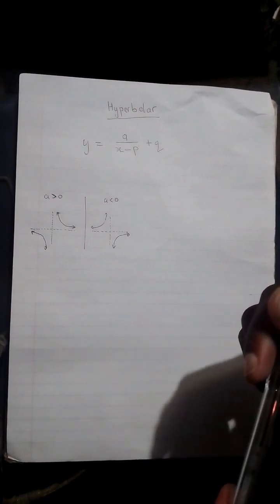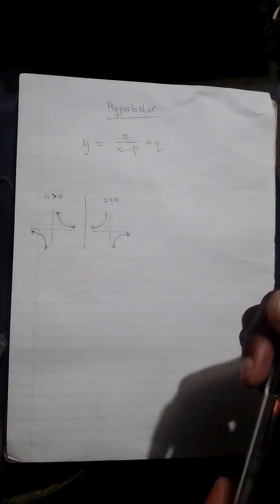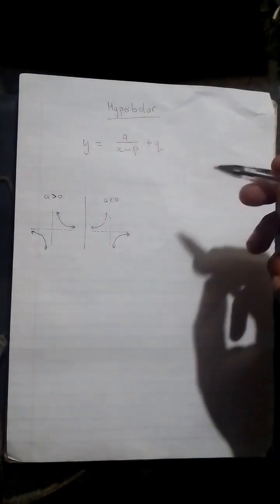In this video, I'll be showing how to draw a hyperbola. First of all, let's find the range, domain, the equations of asymptotes and the equations of axis of symmetry. So let's get started.